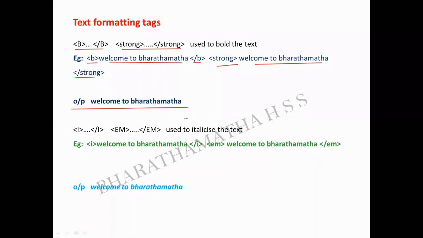So the next one is your I tag or your EM tag, emphasis. The I tag or EM tag, which is known as your emphasis tag, is used to italicize the text. It makes the text slanting, the contents will be slightly tilted at a particular angle. So for that we are using the I tag or EM tag.